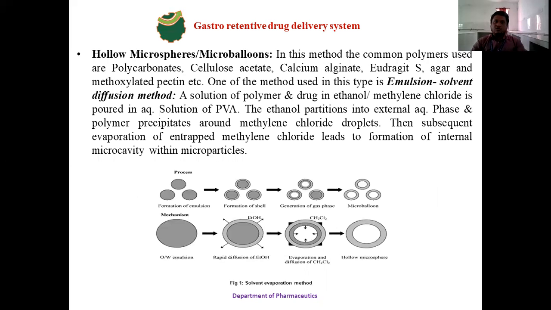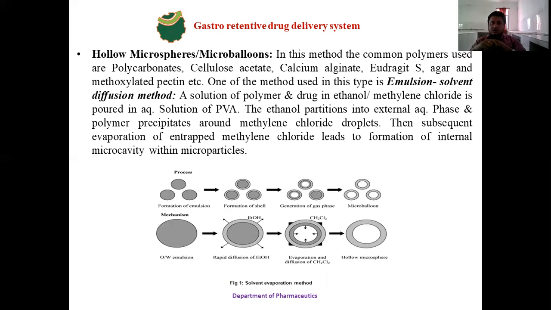The second one is hollow microspheres or microballoons. The polymers used in these are polycarbonate, cellulose acetate, calcium alginate, and Eudragit S. These are the various polymers used to prepare hollow microspheres or microballoons.